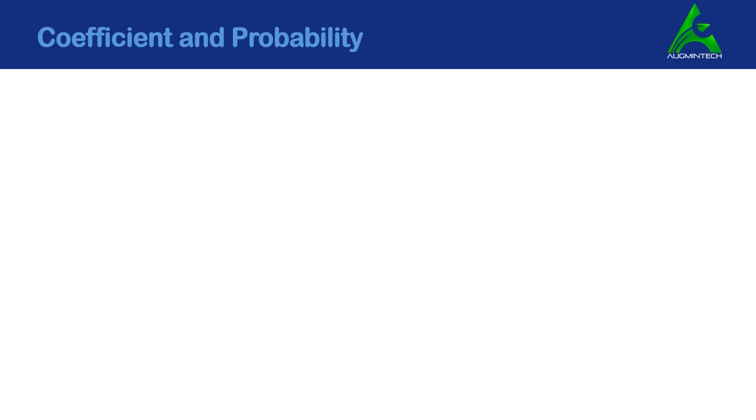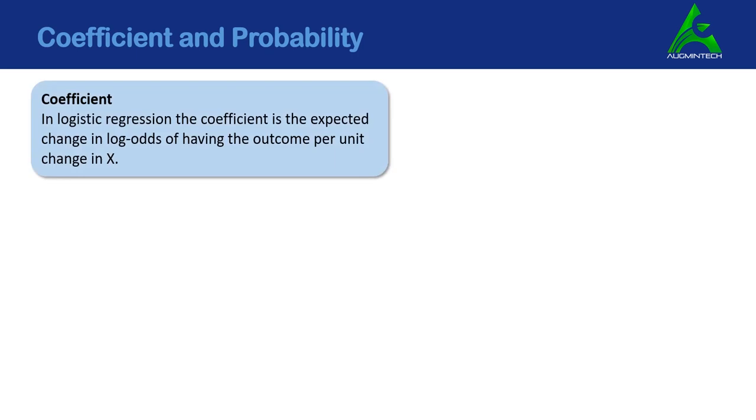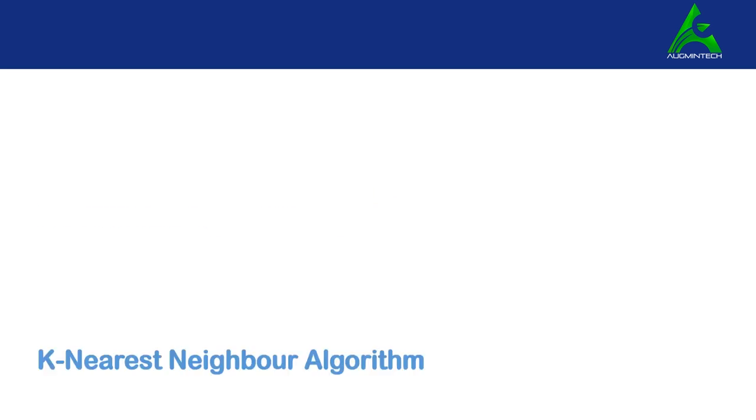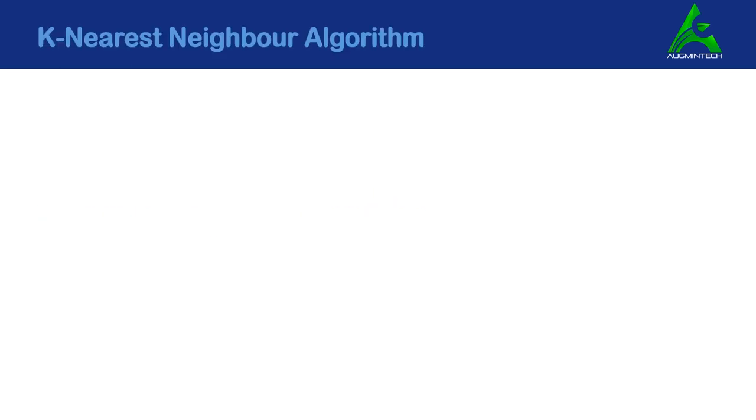Now let's have a look at the coefficient and probability. In logistic regression, the coefficient is the expected change in log odds of having the outcome per unit change in the variable x. Probability uses the coefficient and intercept values to find the probability that each tumor is cancerous.